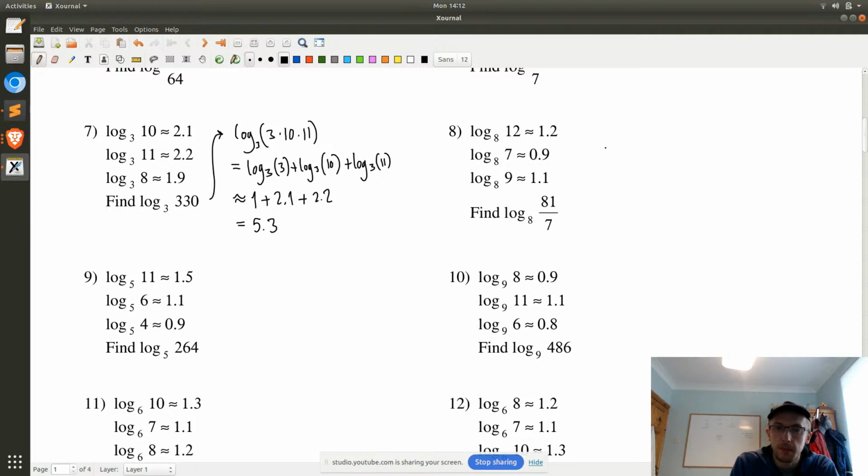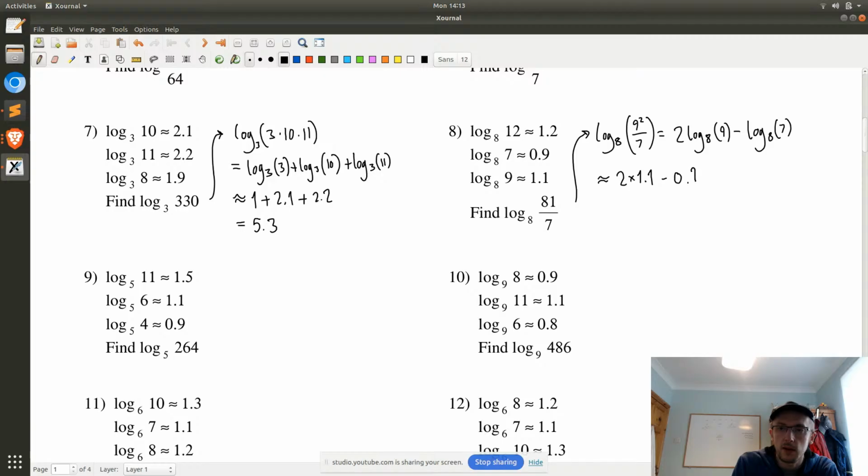And next, log base 8 of 81 over 7, well, that's 9 squared. So log base 8 of 9 squared over 7 is 2 log base 8 of 9, take log base 8 of 7, which is approximately equal to 2 times 1.1, take 0.9. 2.2 take 0.9 is 1.3.